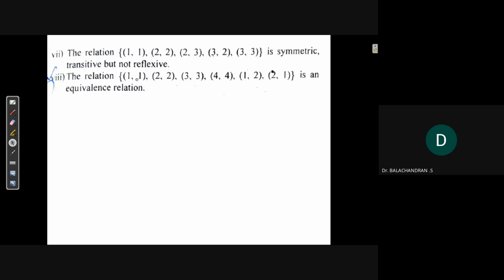And this is an example of an equivalence relation. You can check it: 1, 1, 2, 2, 3, 3, 4, 4 are here. And 1, 2 and 2, 1, so symmetry is also here. And also transitive, you can check it.